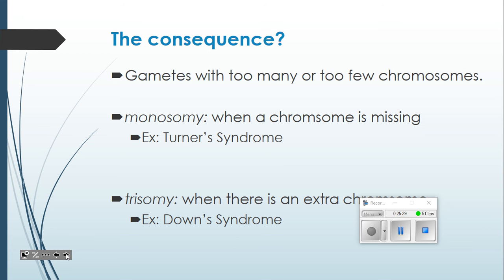If nondisjunction happens, and I end up with a gamete that is missing a chromosome, I call it a monosomy. Mono means 1. You should have 2 of each chromosome in the long run. But a person who has a monosomy, what that means is that one of their parents' gametes was missing a chromosome. So instead of getting 2 copies, one from mom, one from dad, they only got 1. One of their parents didn't have that chromosome in their gamete because of nondisjunction.